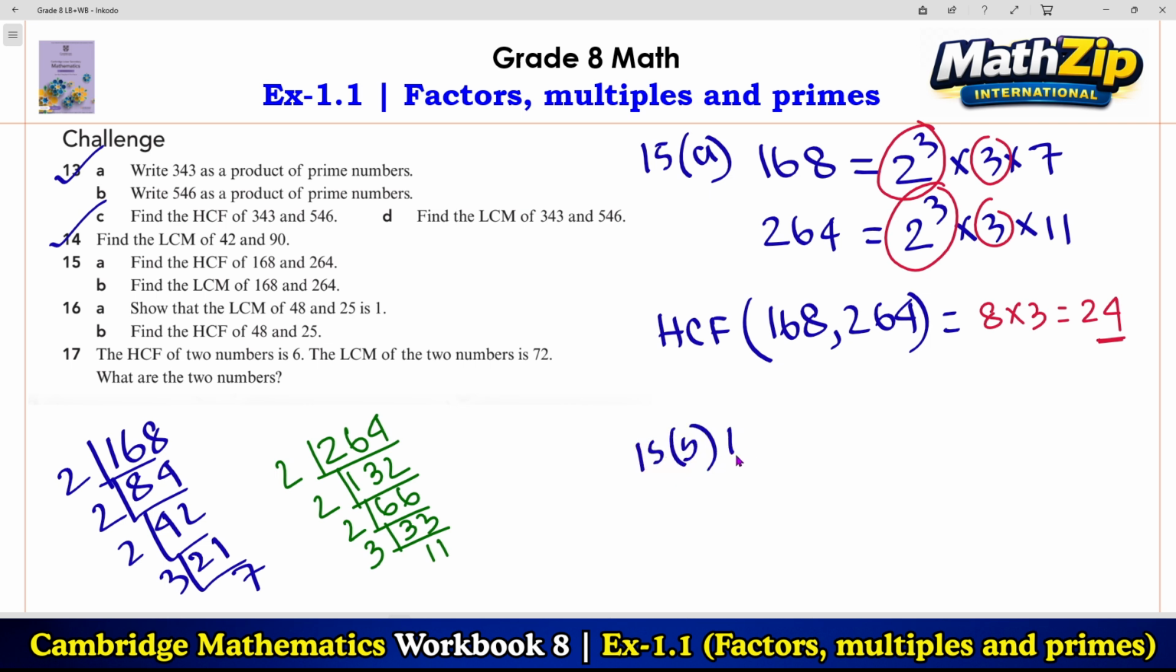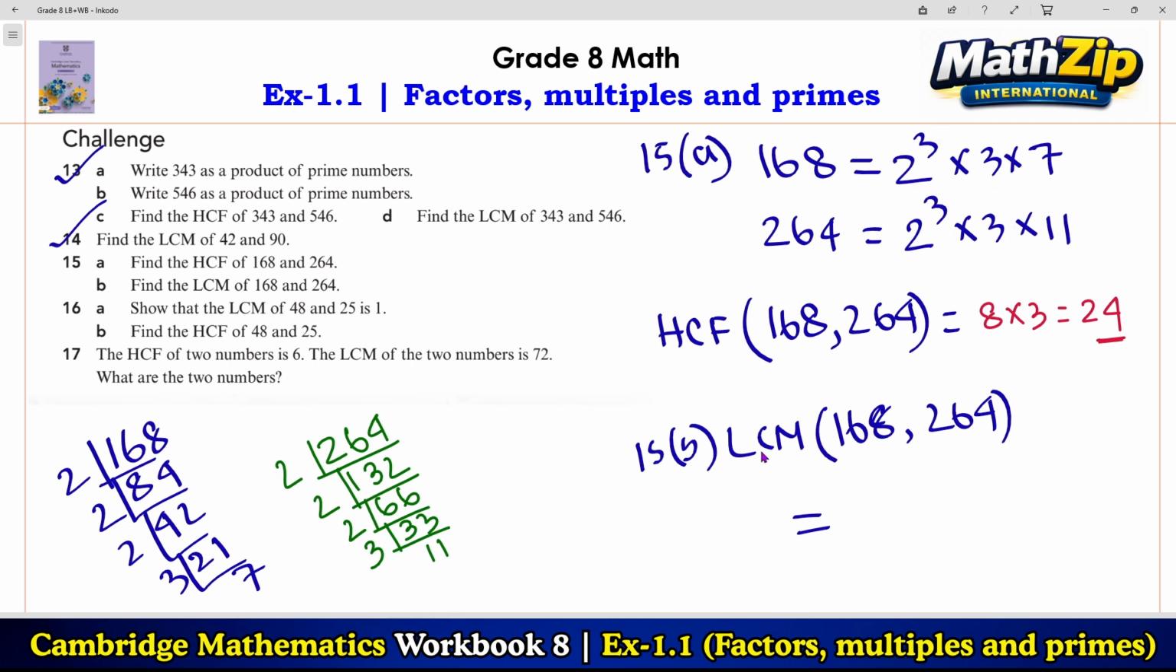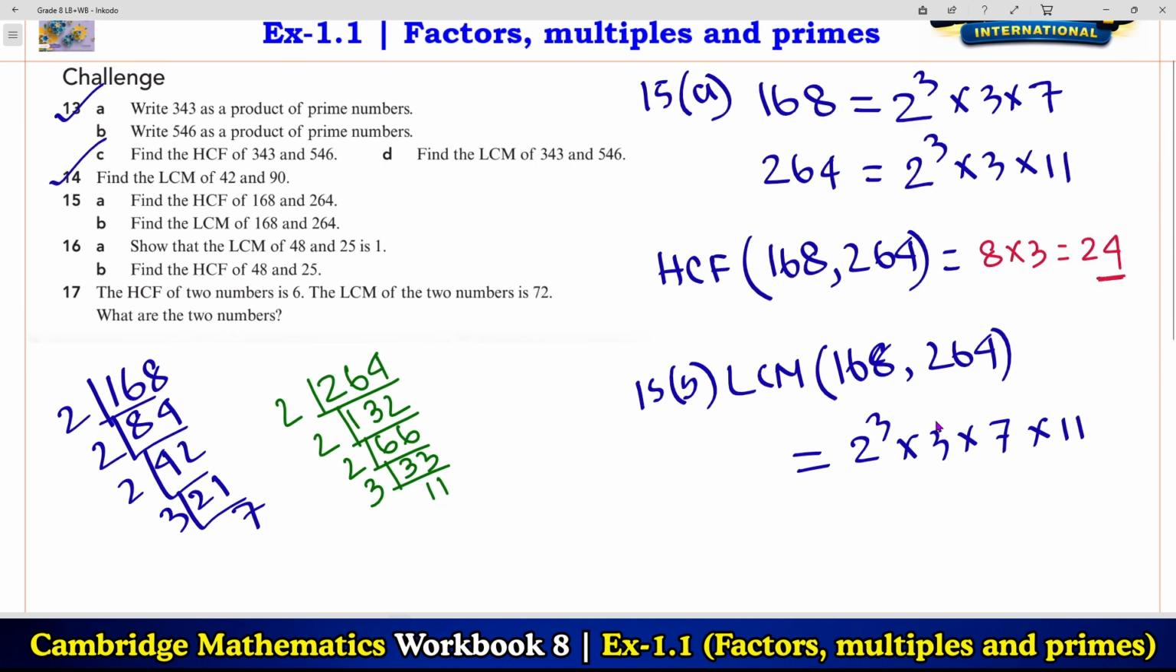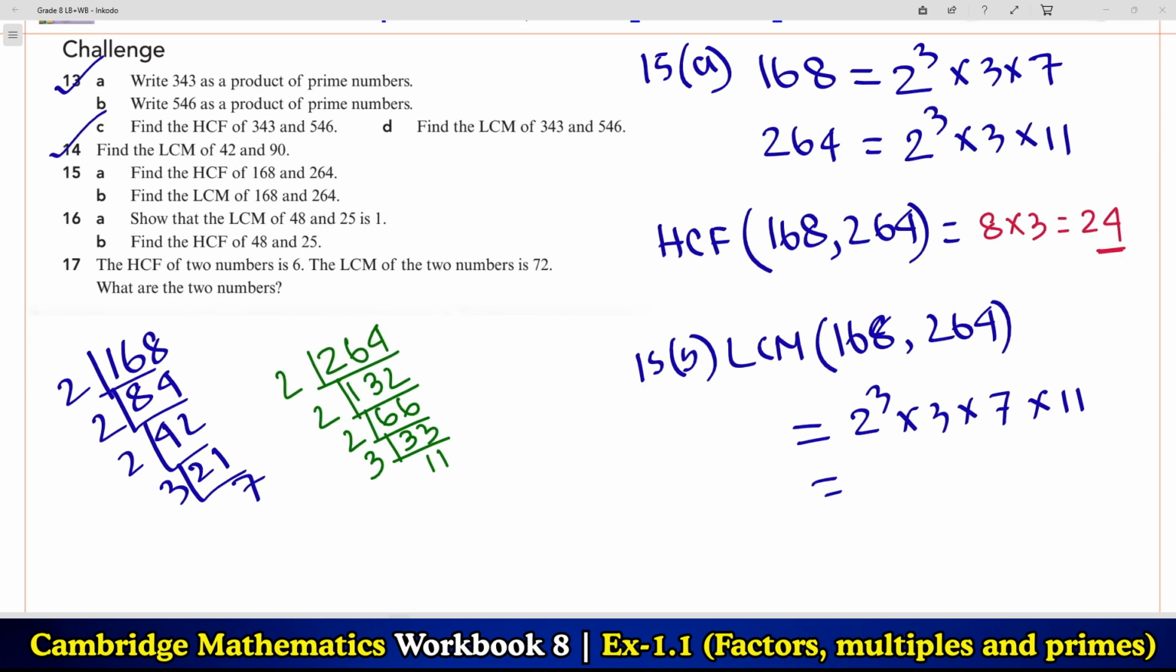Now 15B, we have to find the LCM of 168 and 264. Look, here we take everything, common and uncommon. So first 2 to the power 3 times 3, then this 7, and then finally 11. So what will be the answer? We can use a calculator. So 24 times 7 times 11 is 1848. 1848 is our answer. So question 15 is done.